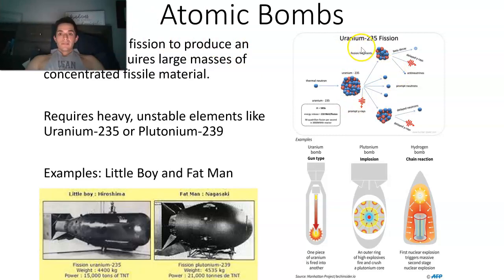Here on the right, you can see uranium-235 fission and how that works. It requires heavy unstable elements and isotopes such as uranium-235 or plutonium-239. We learned about uranium-235 a little bit, but essentially you take a neutron, slam it into uranium-235, and it causes the nucleus to split, and it also releases 3 additional neutrons. Those neutrons are released to also cause collisions and split more of the uranium-235 nuclei.